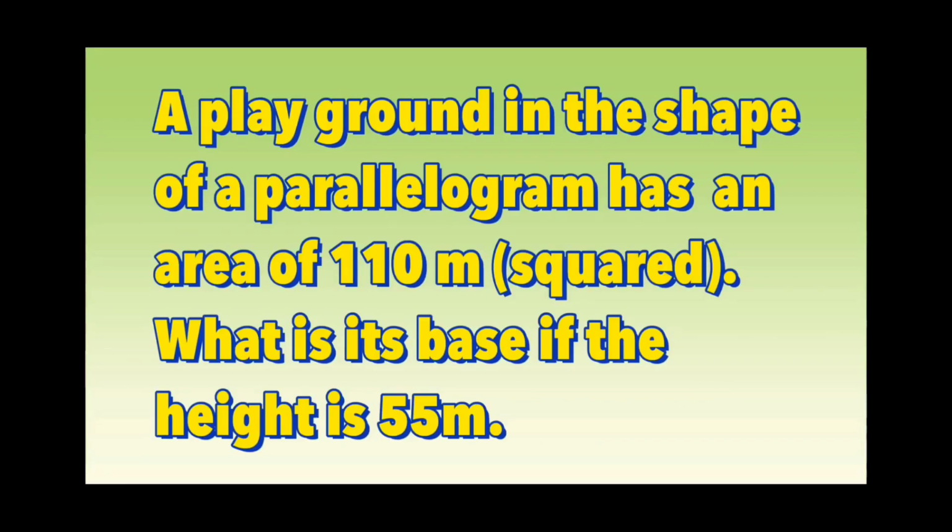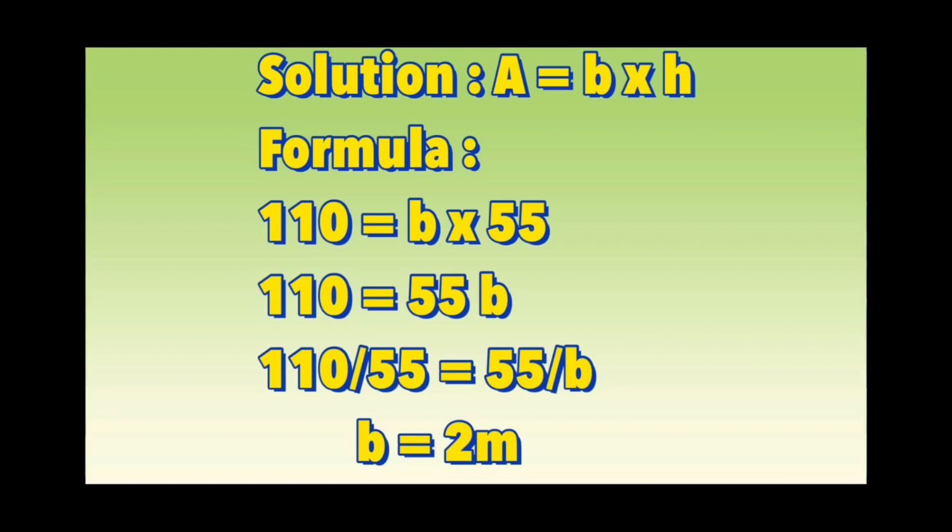And number 2 is a problem. A playground in the shape of a parallelogram has an area of 110 square meters. What is its base if the height is 55 meters? Solution, again, we will use the formula of parallelogram. Area equals base times height. Then we have to substitute. The given area is 110 equals the base times the given height is 55.